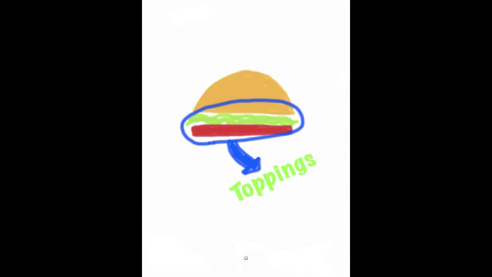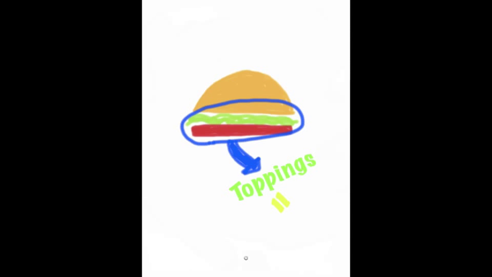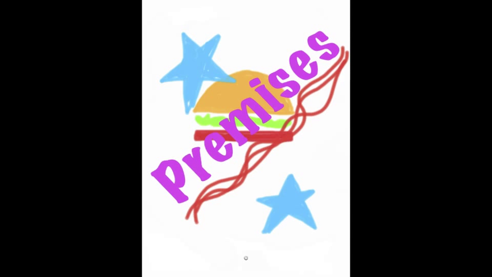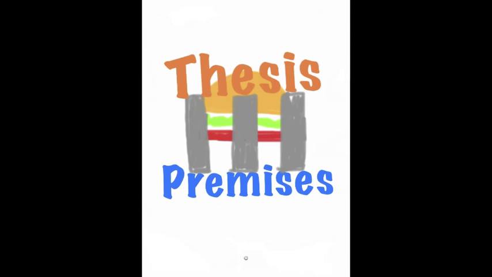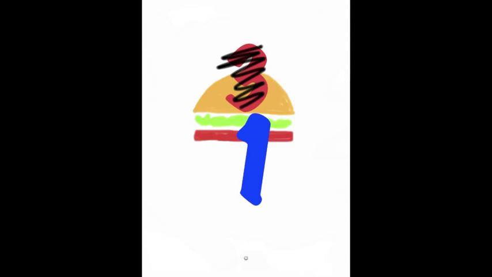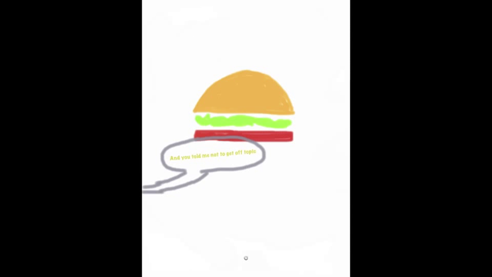Next is the toppings. I love toppings. Hammy! Anyway, the toppings are the excerpt that I mentioned earlier. The purpose of the toppings is to pose evidence from the literature that supports your premises. Premises are ideas supporting the thesis. There are typically 3, 1 per paragraph. The hamburgers, then, support the premises. And you told me not to get off topic.